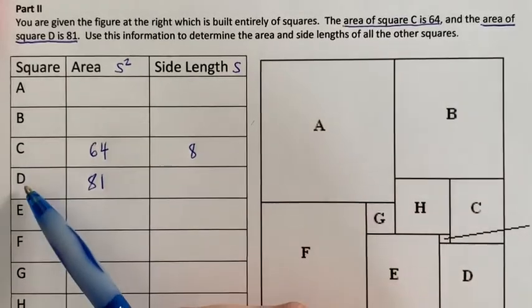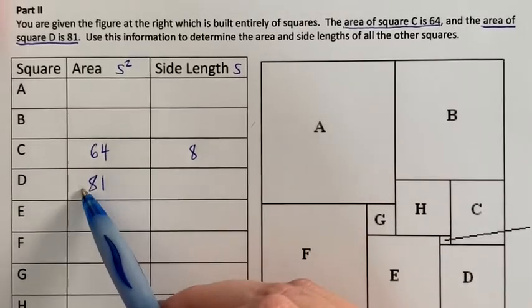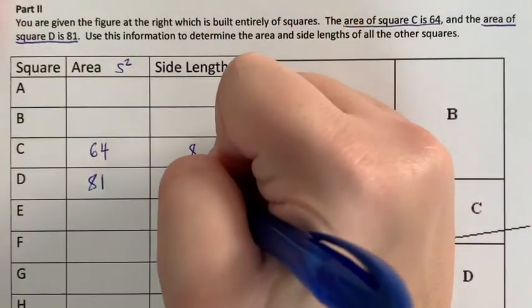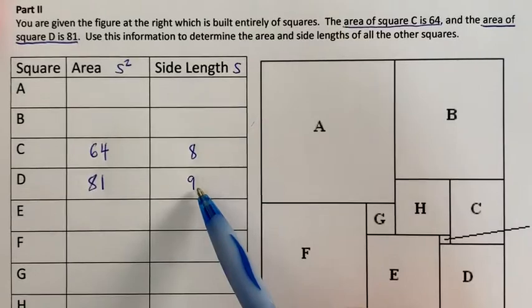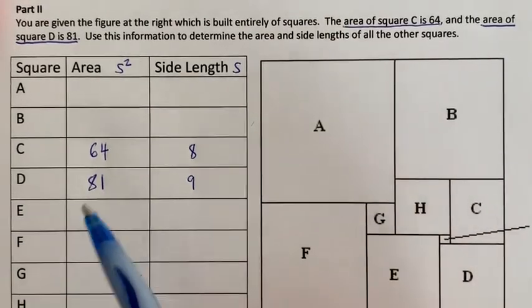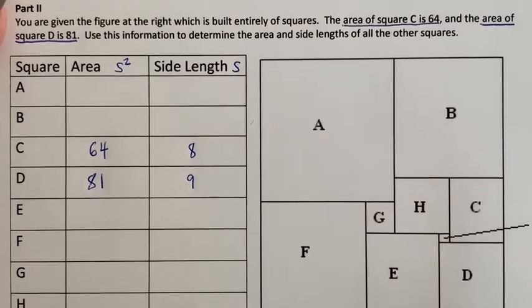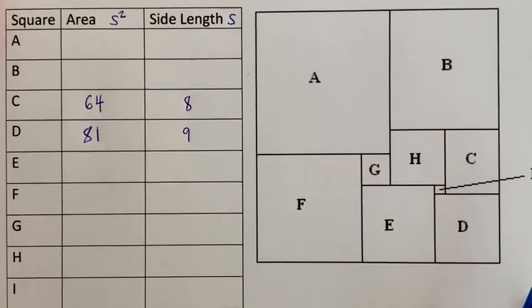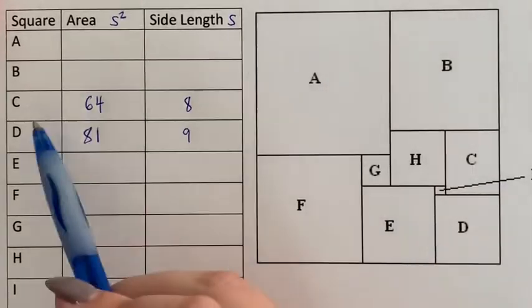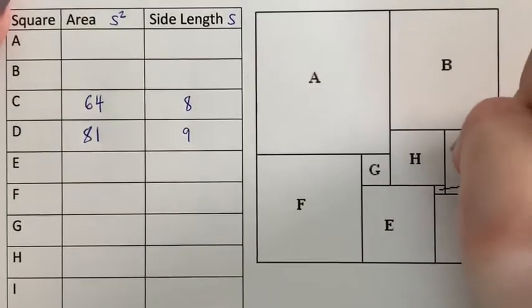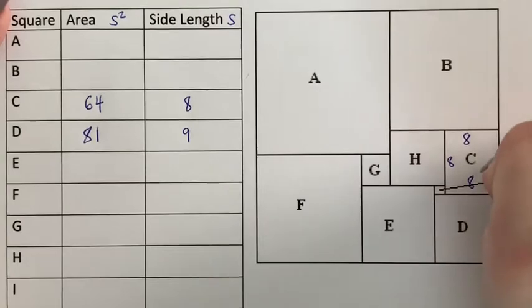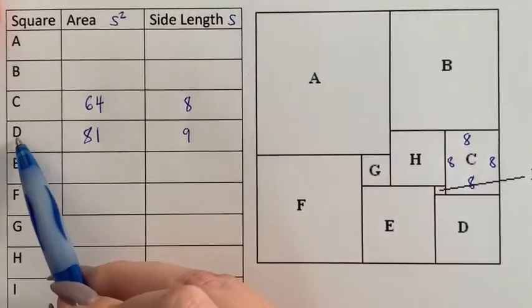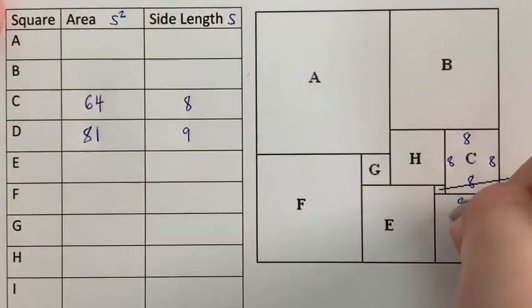Similarly, for square D, I could take the square root of 81 to get 9. Or I could say 9 times 9, or 9 squared, gives me 81. This is helpful because now that we know our side lengths, we can label them in our figure. So for square C, I will list all of my side lengths as 8. And for square D, I will list all of my side lengths as 9.